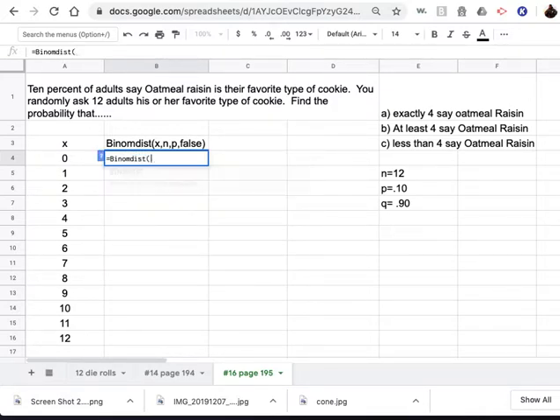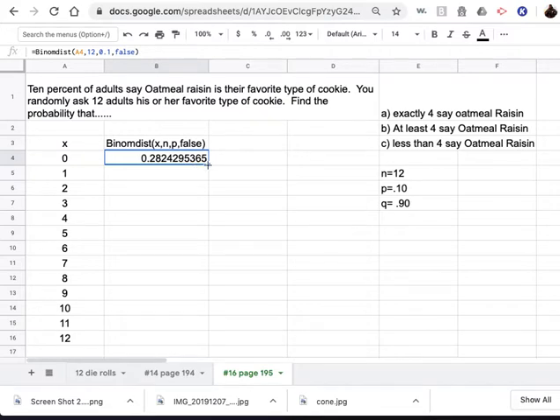So very simply, we're going to type in equals BINOM.DIST, binomial distribution. Our X values are over here in our A column. Our N value is 12. Our P value is 0.1. And again, we're going to type the word false. Close parentheses. And when it all lights up like this, highlighted in blue, it's telling me what answer I'm going to get here. It's usually indicating that your function is correct. So we're going to hit enter, and it tells us the probability, if we ask 12 people, that none of them like oatmeal raisin is 0.282, or about 28%.